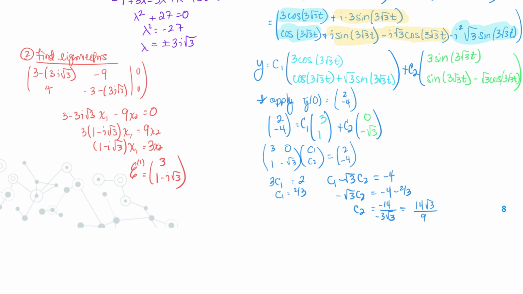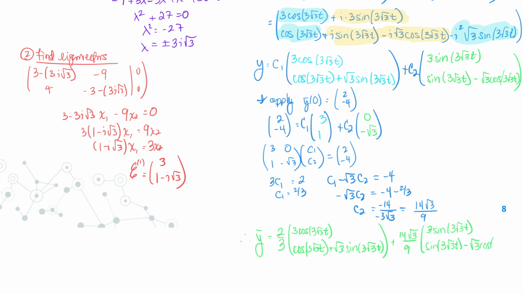Which means then our final solution is that y is equal to 2/3 times 3 cosine of 3 root 3t, cosine of 3 root 3t plus root 3 sine of 3 root 3t. And then plus 14 root 3 over 9 times 3 sine of 3 root 3t, and sine of 3 root 3t minus root 3 cosine of 3 root 3t. And that is our general solution here.